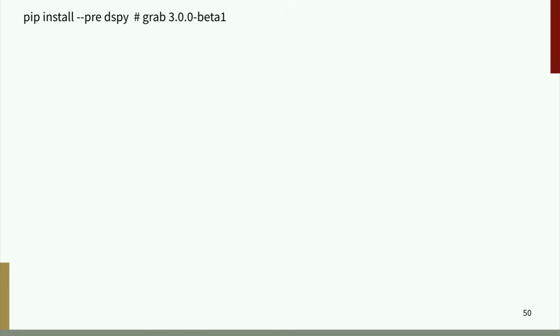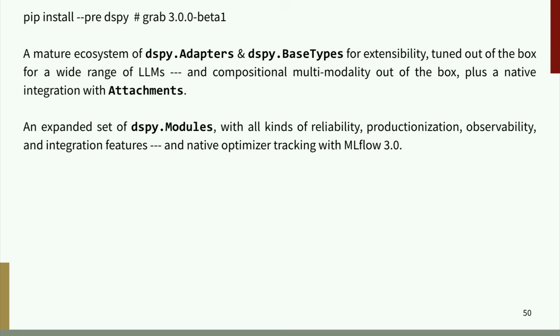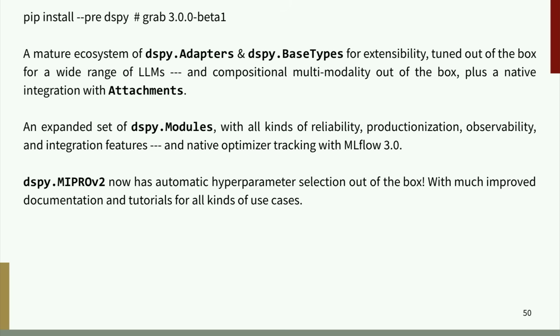So, a very quick recap, to wrap up with this: pip install the 3.0 release. You can already do that today. Some of the major things is we've been working on a mature ecosystem of adapters and base types that give you a lot of control, really full control and extensibility. We've been working on multimodality, making signatures the universal interface to LLMs. And we've been making sure that modules are as robust, easy to productionize, and observable, with a lot of native integrations with MLflow 3.0 very, very tightly. So we've automated a lot of the stuff that made MIPRO slightly harder to use in the past. It's basically just, you just call it at this point.